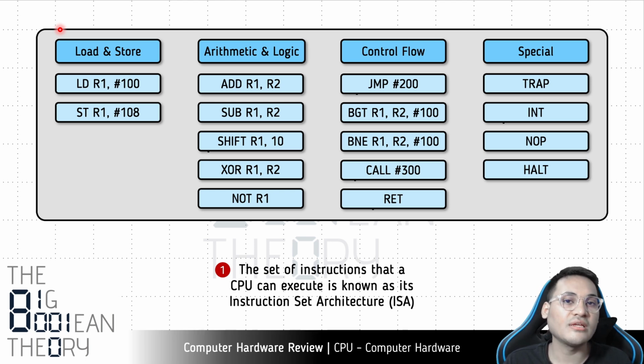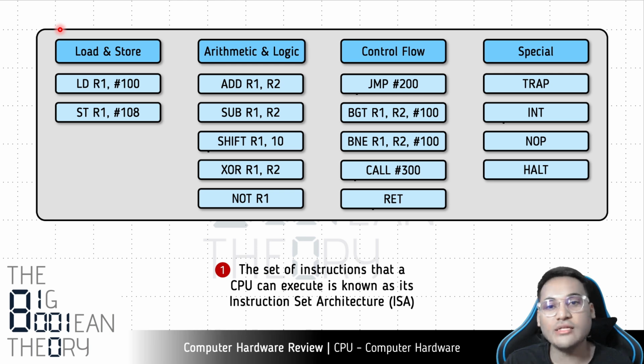So if there is an instruction that is present in the instruction set architecture, then the CPU has the capability to execute that. And if there are instructions that are not part of the ISA, then the CPU will not be able to execute those instructions. So let us go over some of the instructions and understand the different kinds of instructions that we generally have.